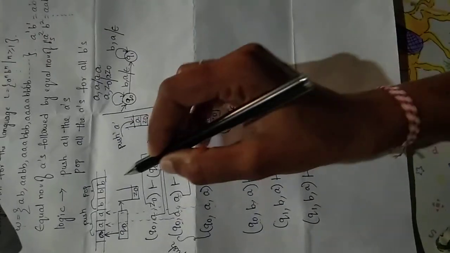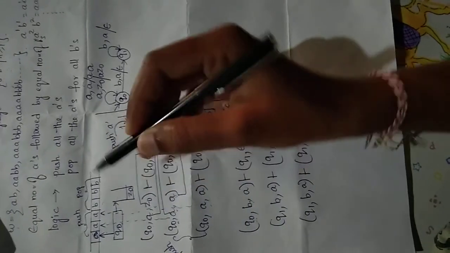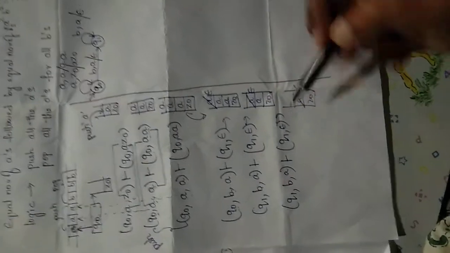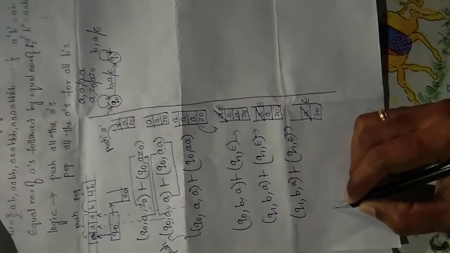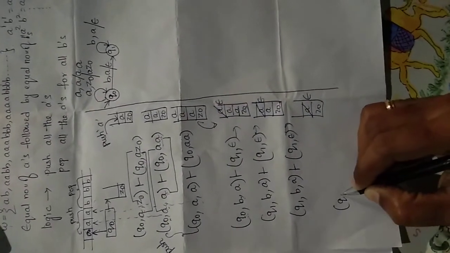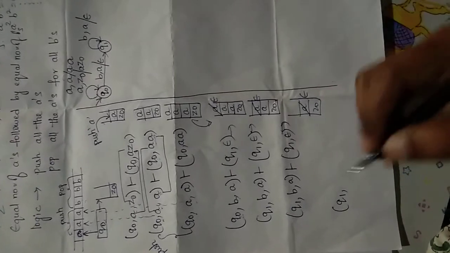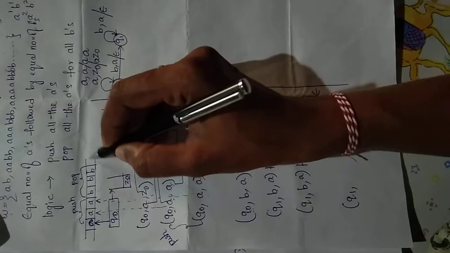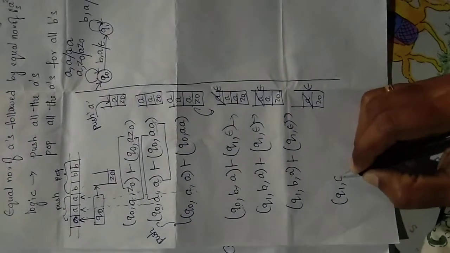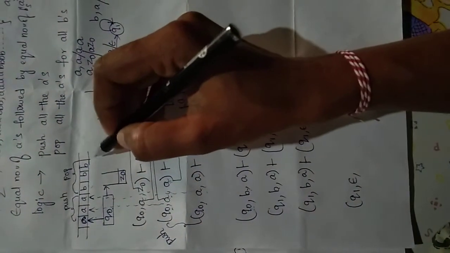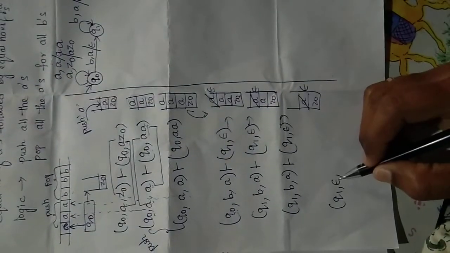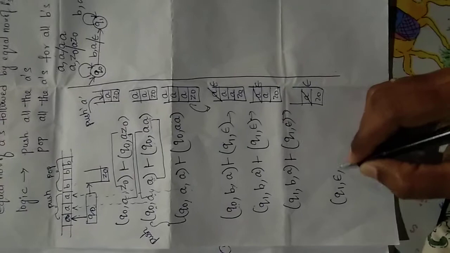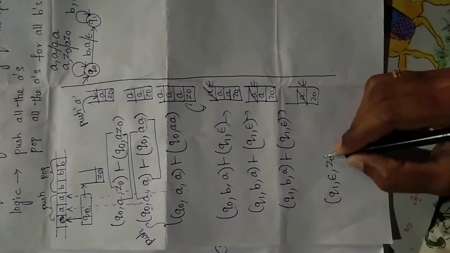Now 3 B symbols completed. For 3 B's, we are removing the 3 A's from the stack. See this one. Now what is the next one here? Now we are in the Q1 state after removing the 3 symbols from the stack. Now what is the next input symbol? There is no symbol. It is empty. After completion of the input string, it is empty now. Now what is the top of the stack after removing the symbols? Z0 is the default stack symbol.